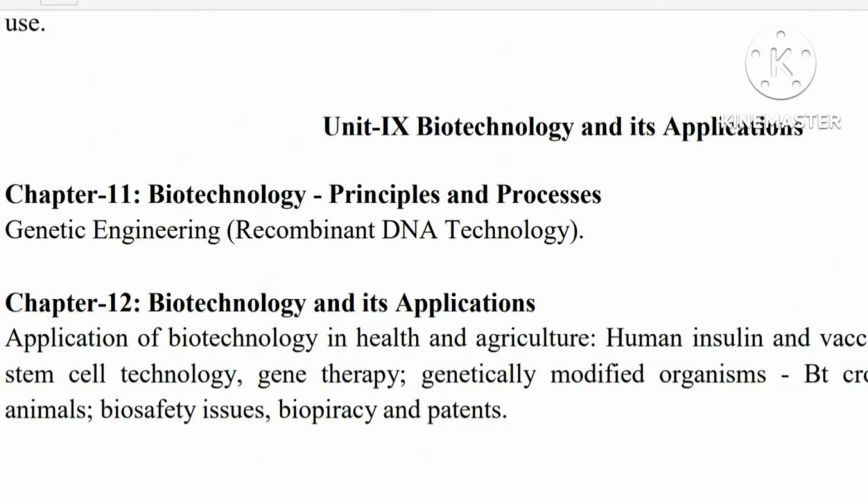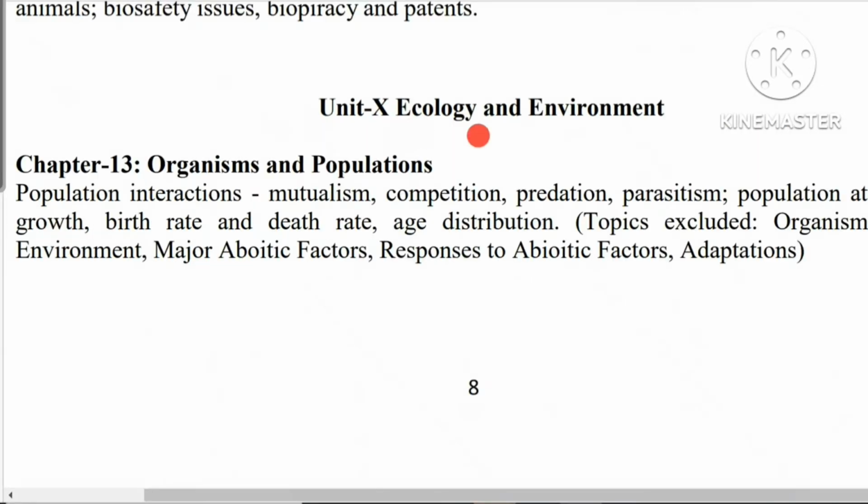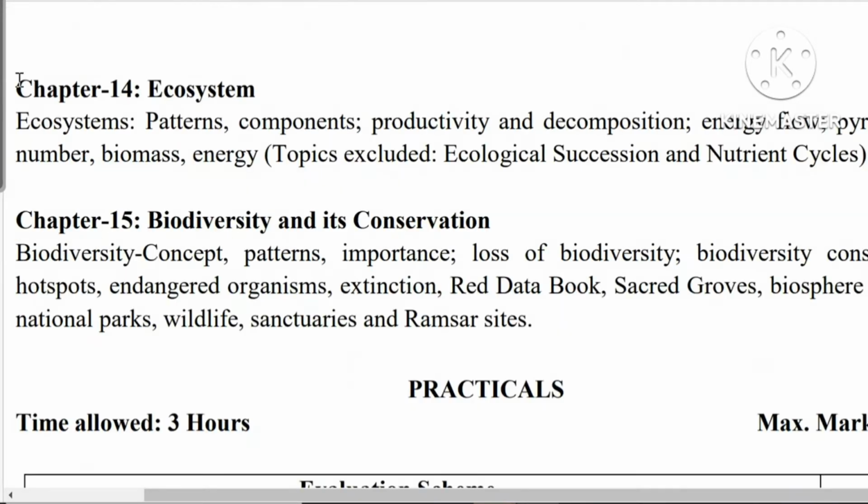In unit 9, that is biotechnology and its applications, we have chapter 11, that is biotechnology principles and process, and then chapter 12 biotechnology and its applications. Unit 10 ecology and environment, where there is chapter 13 organisms and populations, and chapter 14 ecosystem, chapter 15 biodiversity and its conservation.